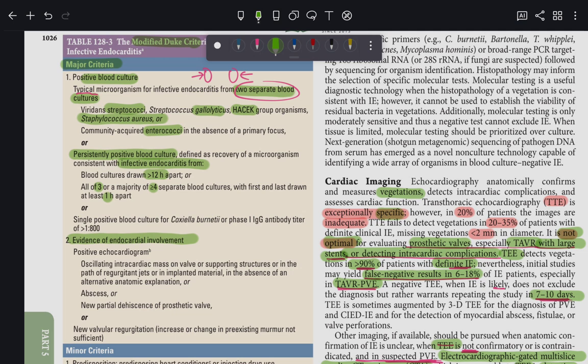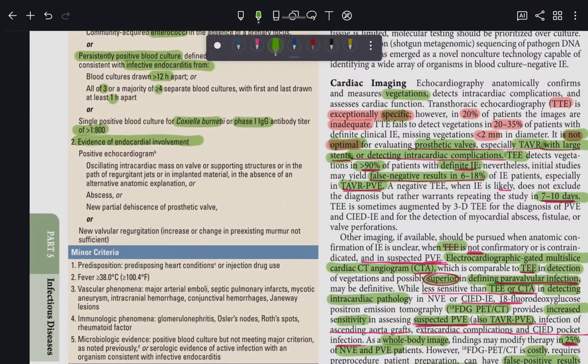Or a single blood culture positive for Coxiella burnetii, or a phase 1 IgG antibody titer of greater than 1:800.